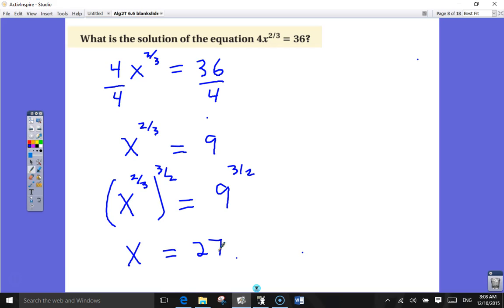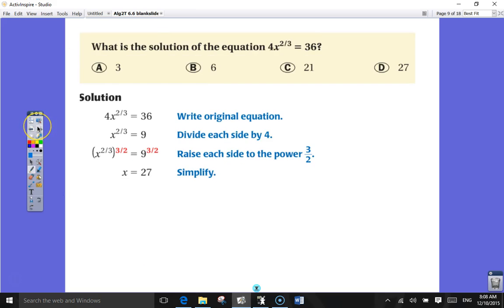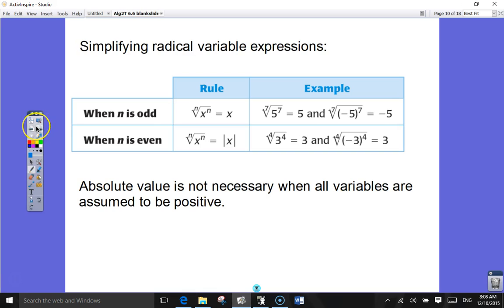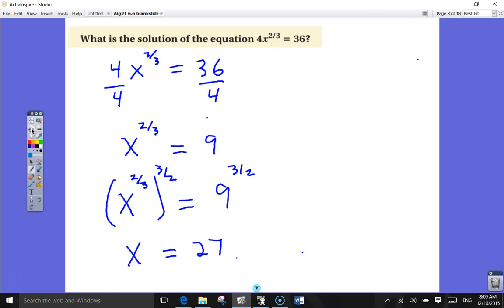Now, if you go back, I think I've got this on the next slide. X equals 27. Okay, fine. If you go back to that slide, which is in the last lesson, do you see what it said there? It says when n is even, then when you take the nth root of x to the n, you get the absolute value of x. You don't just get x. And normally when you're teaching this, you would say at this point, I don't just get x equals 27. I should have said I get the absolute value of x equals 27.